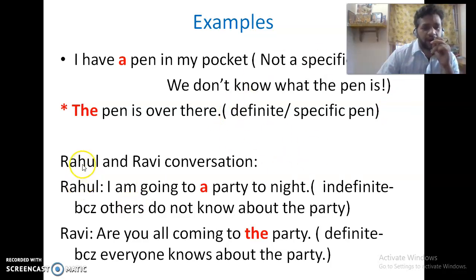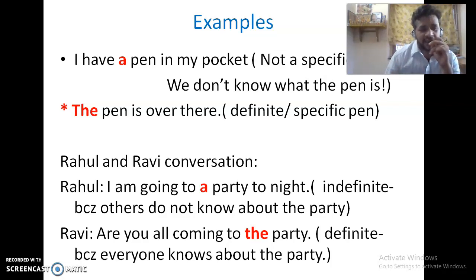And coming to one more example here, I gave a small conversation between two friends, Rahul and Ravi. Rahul: I am going to a party tonight. Why a party? Because not everyone knows. Other people don't know about the party, what party it is. ఒక రాహుల్ కి తప్ప మిగతా వాళ్ళ ఎవరికి ఆ పార్టీ గురించి తెలియదు కాబట్టి ఐ యామ్ గోయింగ్ టు ఏ పార్టీ టునైట్, లైక్ దట్ హీ యూజ్డ్ ఏ పార్టీ ఇండెఫినిట్.